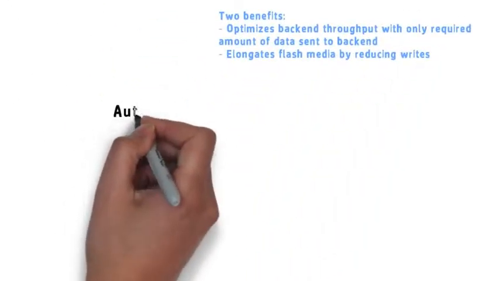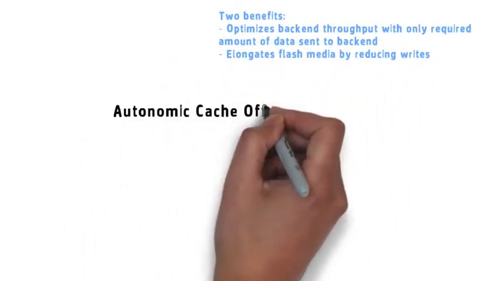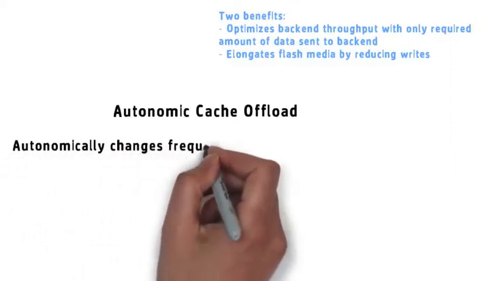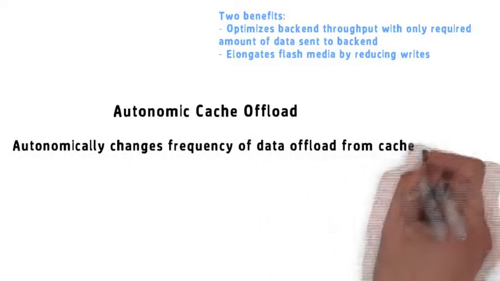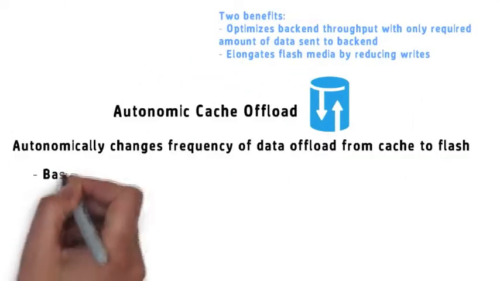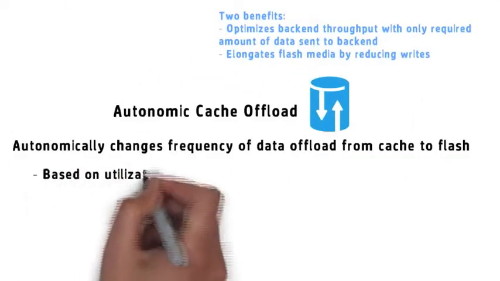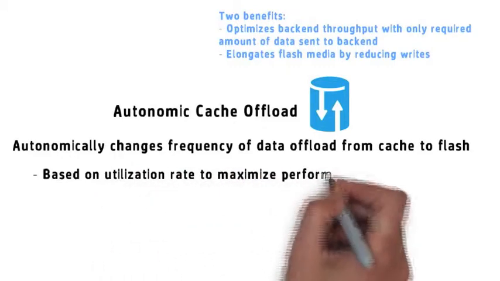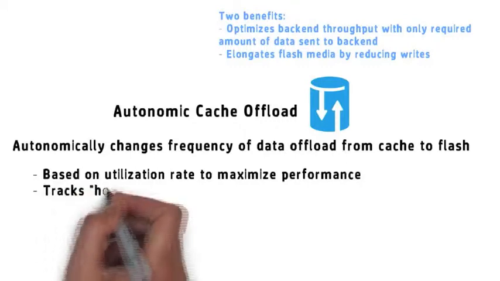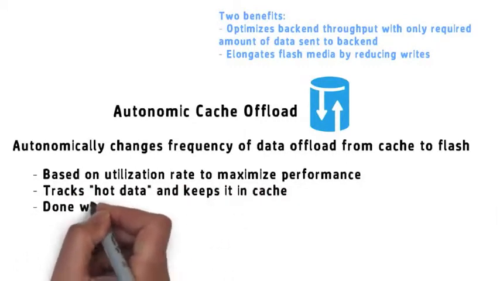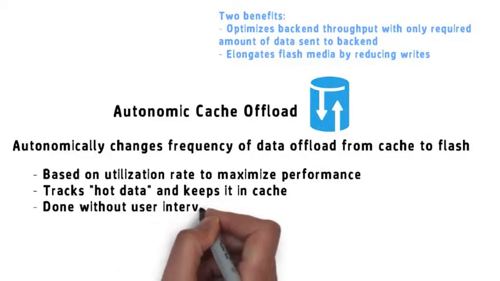One last cache-focused enhancement is something we call autonomic cache offload. HP 3PAR StoreServ automatically changes the frequency of data offload from cache to flash based on utilization rates to maximize performance. The 7450 keeps track of read cache hits and keeps hot data in cache, thereby lowering latencies of frequently accessed data. This is done without any user intervention and is needed to optimize for performance.